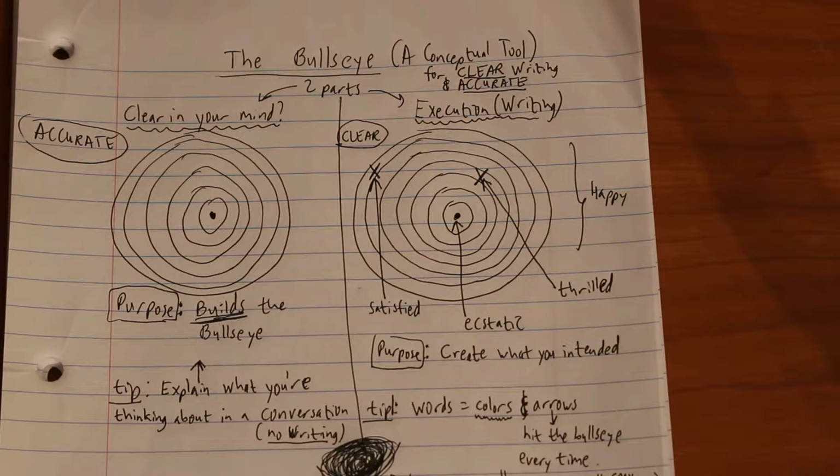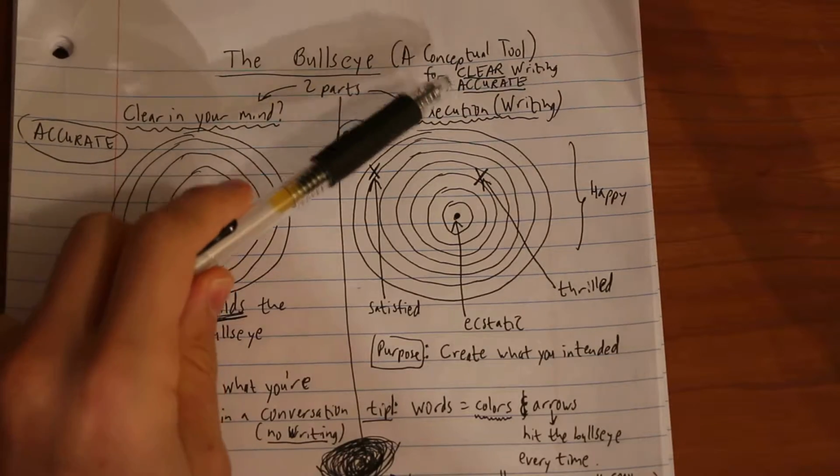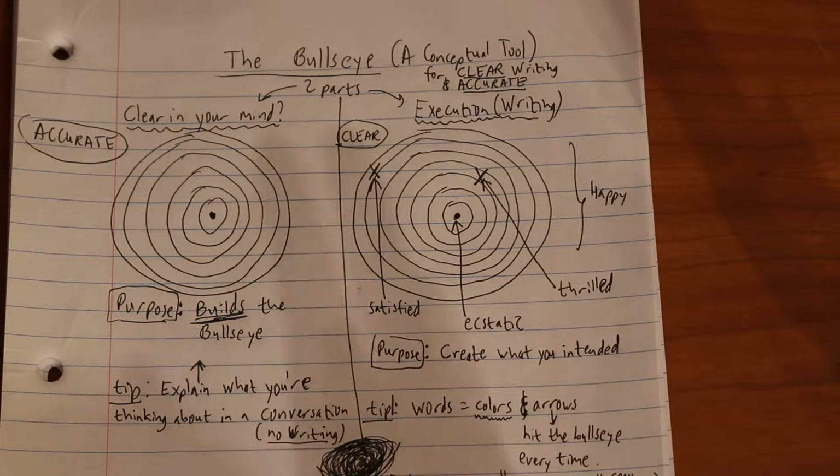Welcome back. Today we're going to be talking about another conceptual tool, the Bullseye. Now this is a conceptual tool primarily to help you with clear and accurate writing. It's a little bit more than that, but I'm just going to stick to that mainly. Alright, so there's going to be two parts. Whenever you're writing something, it could be a summary, an essay, anything really.